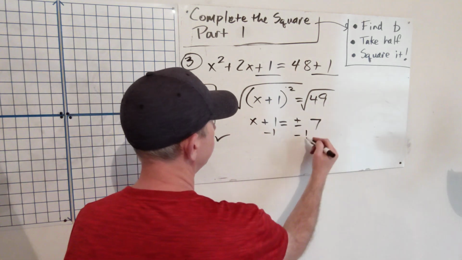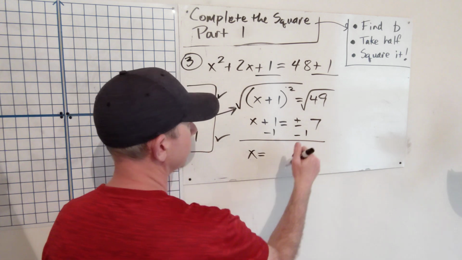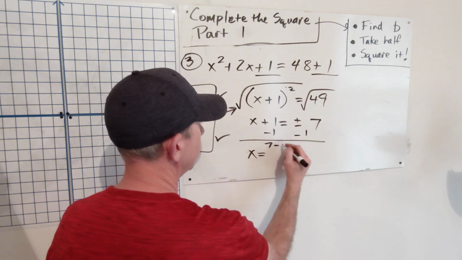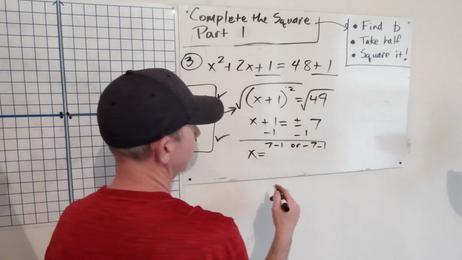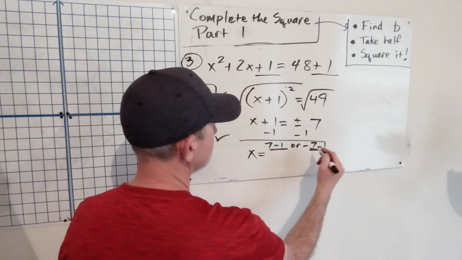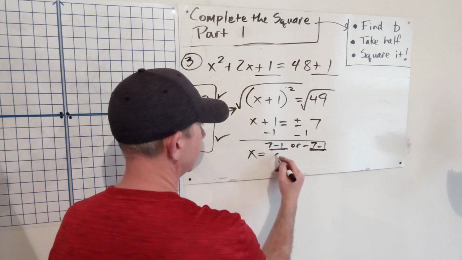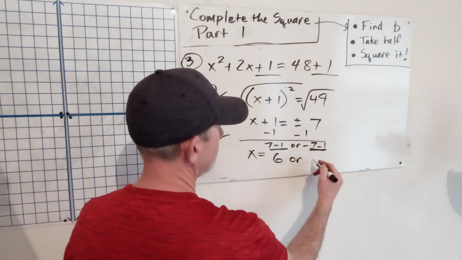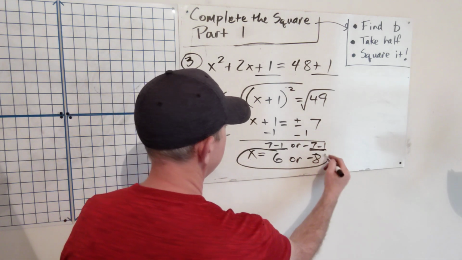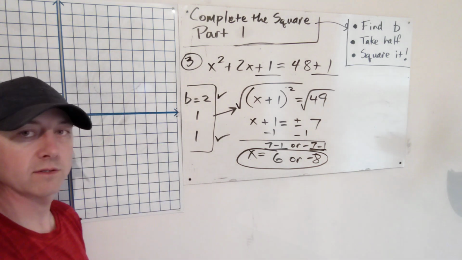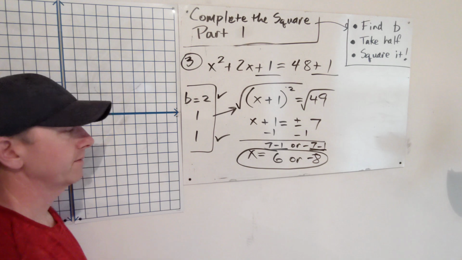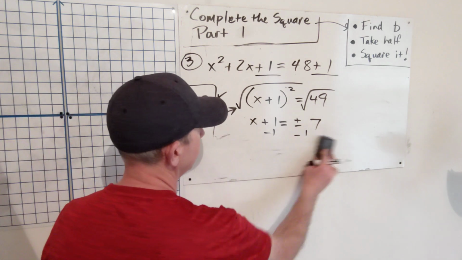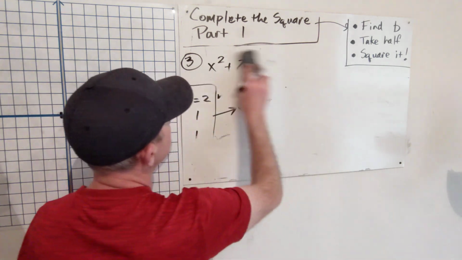So we subtract 1. So I get x equals, that's a positive 7 minus 1, or a negative 7 minus 1. So there's two answers here. So 7 minus 1 is 6, or negative 8. And those end up being my answers, 6 or negative 8. All right? So there's number 3. I've got a couple more here. So just so you have plenty of examples, I'll keep moving.